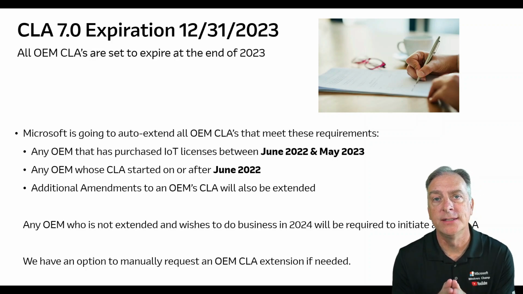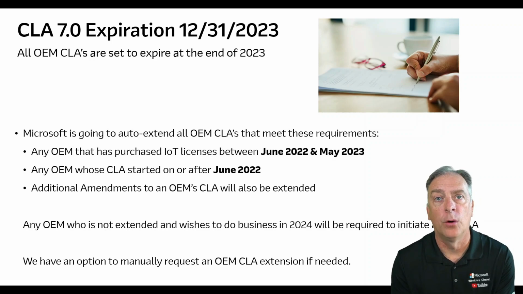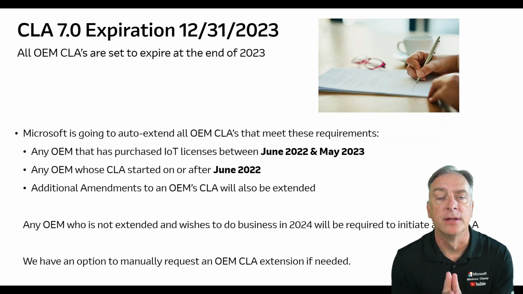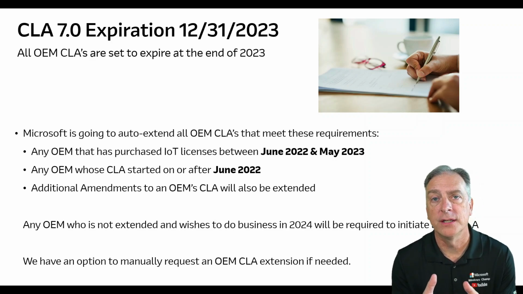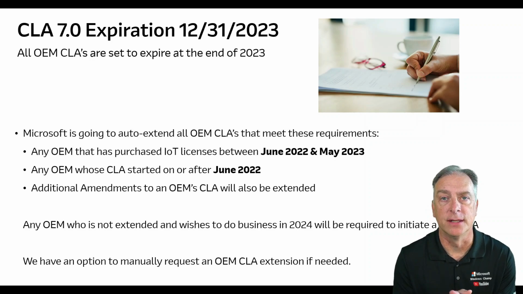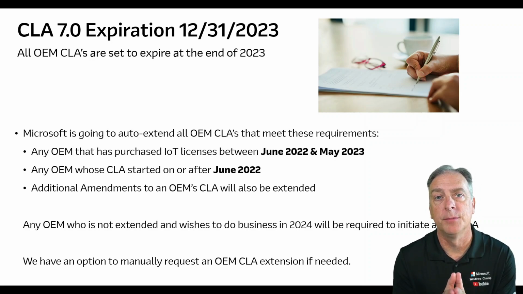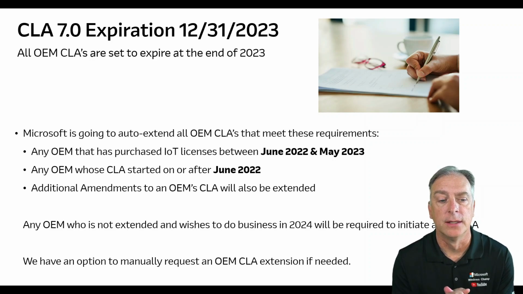The other case is if you're a brand new OEM and you signed a new CLA in June 2022 or newer, in the last basically 18 months, a year and a half. If you signed a new CLA, whether you bought, sold, or shipped anything, your CLA will also get auto extended. The other question that comes up is what about amendments to the CLA? If you're an OEM and you have amendments to your CLA, those will also get auto extended till 2028.